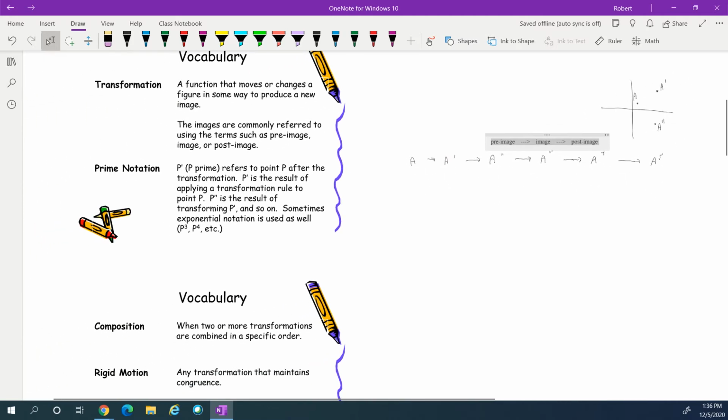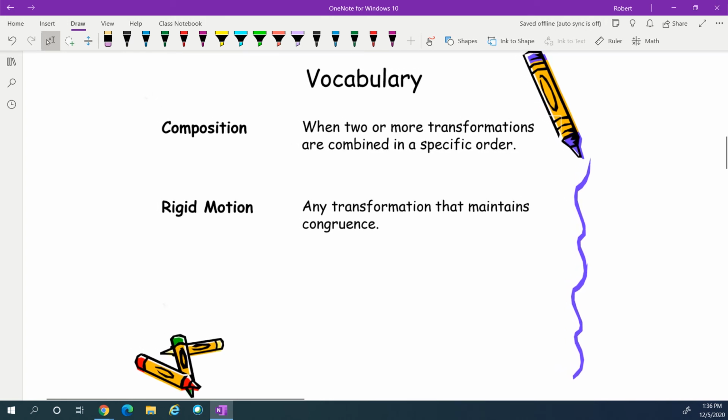Okay. So we have this other vocabulary. A composition is two or more transformations that are combined or done in a very specific order. So maybe we take our image, we slide it over, and then we spin it around. Or maybe we take our image, we flip it over, and then slide it somewhere. So two or more things in an order.